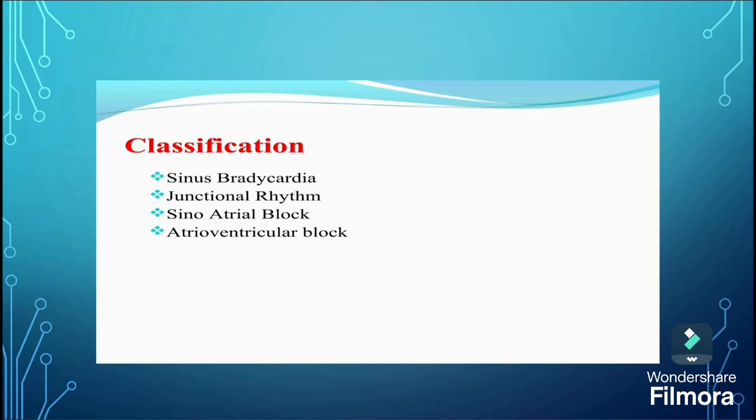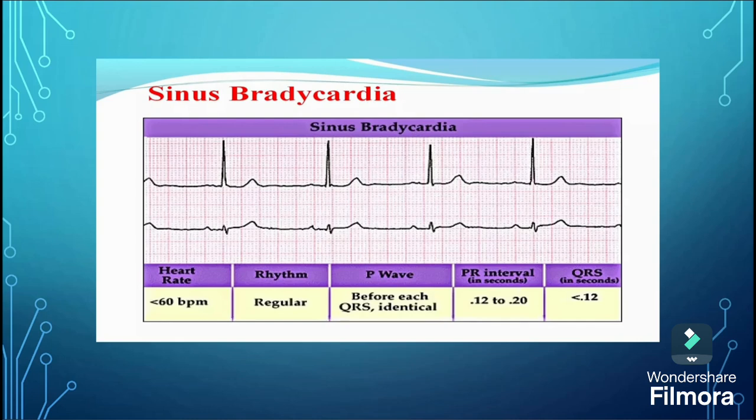Now the classification. The classification mainly includes sinus bradycardia, junctional rhythm, SA block, and AV block. SA, that is sinoatrial block, and atrioventricular block. Sinus bradycardia: the heart rate is less than 60 beats per minute.